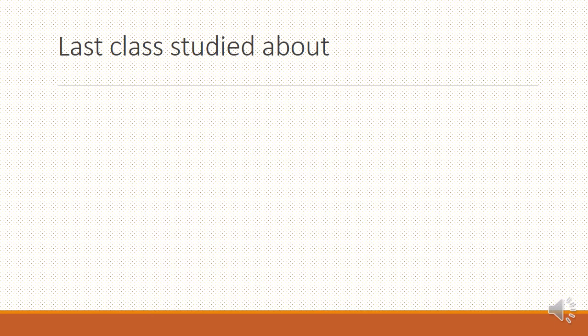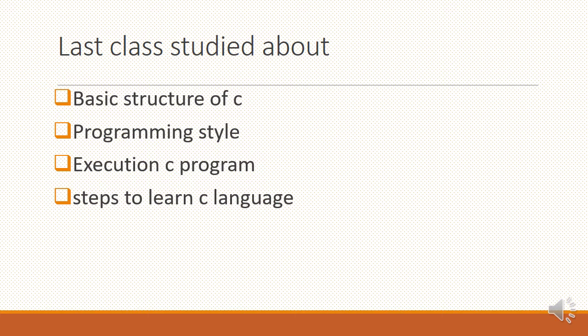First, let us revise what we studied in the last class. What did we study in the last class? The basic structure of the C program, programming style, execution of the C program, and steps to learn the C program. These are the points you studied.